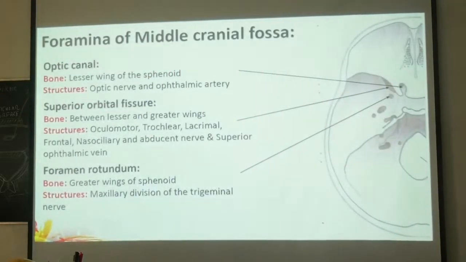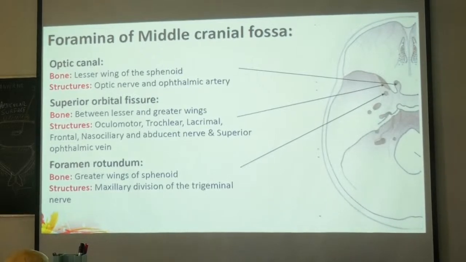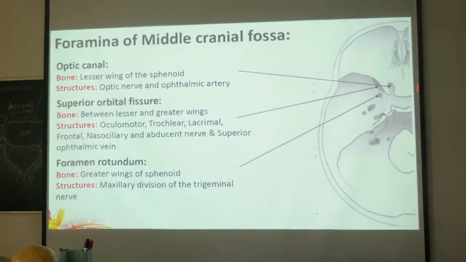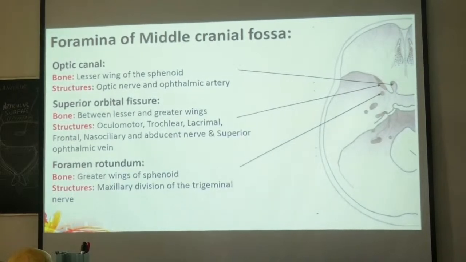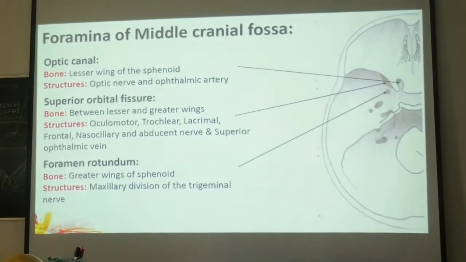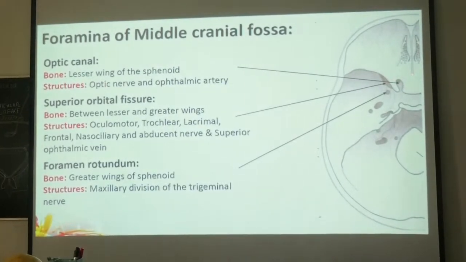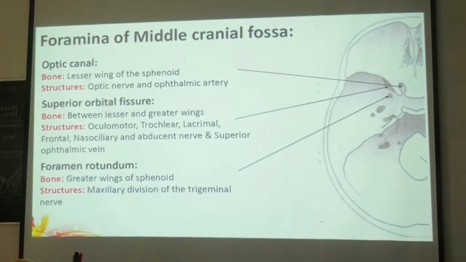Next, what are the foramens lying in the middle cranial fossa? First is the optic canal. Here lies the optic canal. The optic canal lies within the lesser wing of the sphenoid, near the root of the lesser wing of the sphenoid. Structures passing through this foramen are the optic nerve and the ophthalmic artery.